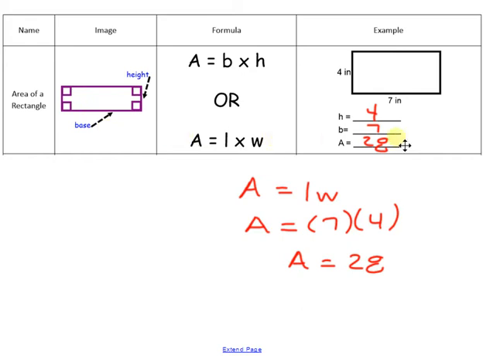Now we're going to talk about units as this goes on, but units are very important. The height is not just 4, it is 4 inches. And the base is not just 7, it is 7 inches. And the area, now this is interesting. Remember back to our expressions unit, when you had A times A, that would give you A squared. Here we have inches times inches. So the area is 28 inches squared.